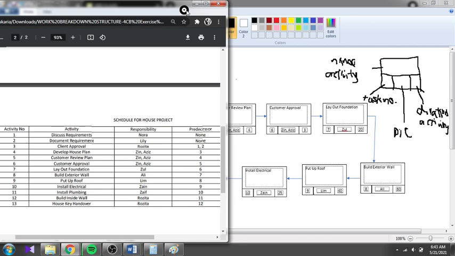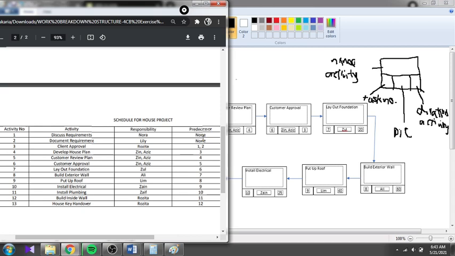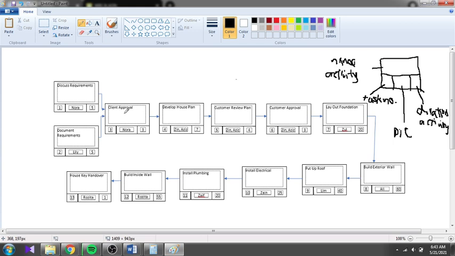Okay, I think on the predecessor you should get the flow of your activity on the node or the network diagram like this. Activity 1 and 2 is the first activity that starts, because they have no predecessor. And as you can see, activity number 3, client approval, comes from number 1 and number 2. That's why 1 and 2 lead to activity 3 here. And then the rest is just continuous.